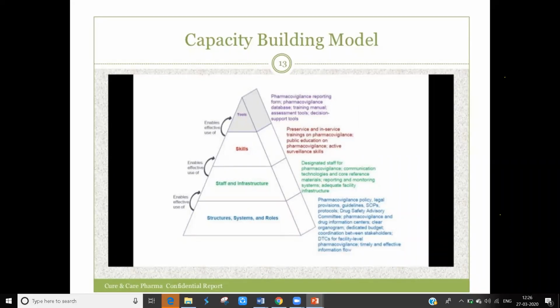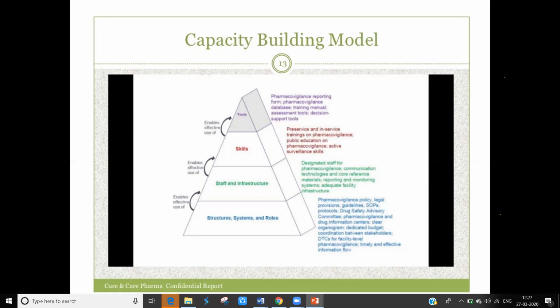The next is the skills. Skills also enable effective use of the tools, along with pre-service and in-service trainings on pharmacovigilance. They should have the skills to do any kind of work, the acquired knowledge, public education, and active surveillance skills. A person should be able to say that this person may get ADRs, and if he gets ADRs, how to identify and collect them.